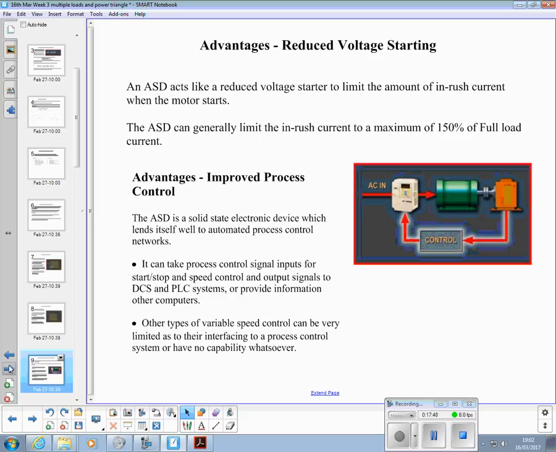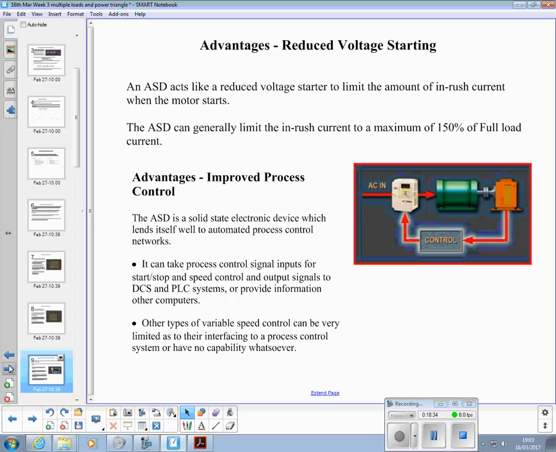Advantages. Improved process control. The ASD is a solid-state electronic device which lends itself well to automated process networks. It can take process signal inputs, so it can take information about how fast the motor is running, feed that back in a loop, and actually hold that speed even when you vary the load. So you vary the load, there's a tendency for the motor to slow down, so the sensor senses the motor has slowed down, tells the inverter, and the inverter puts more energy in to speed it back up again. So you get a system of control.